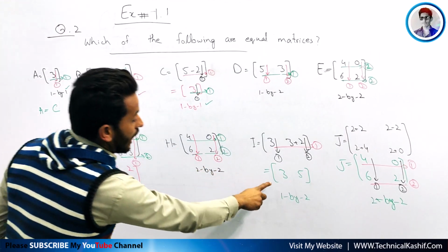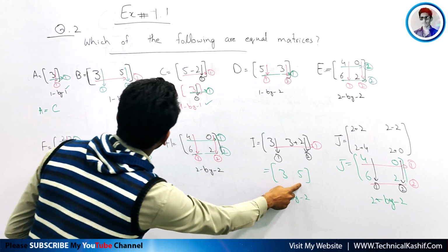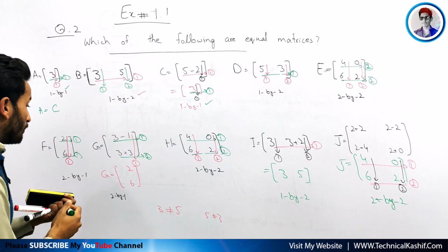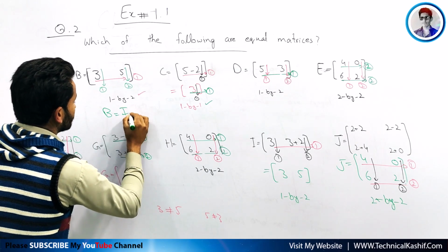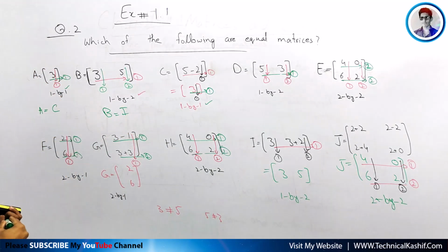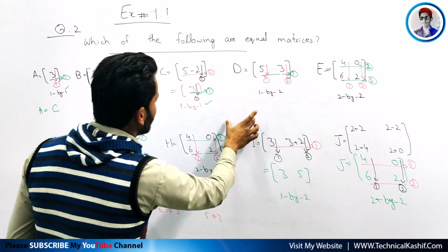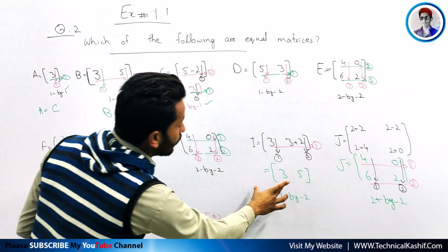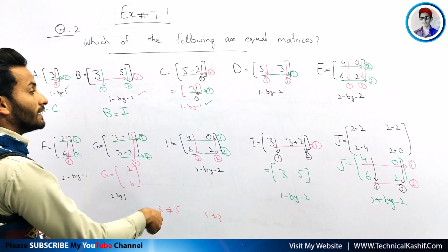But in the case of matrix I, the first entry is 3 and the second entry is 5. So B is equal to matrix I. Next, see the matrix of order 1 by 2. It is neither equal to B nor equal to I. So this matrix is not equal to any of these matrices.